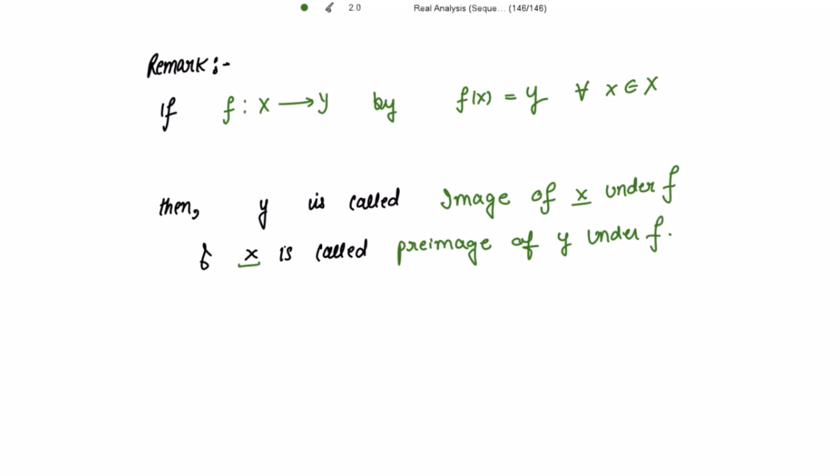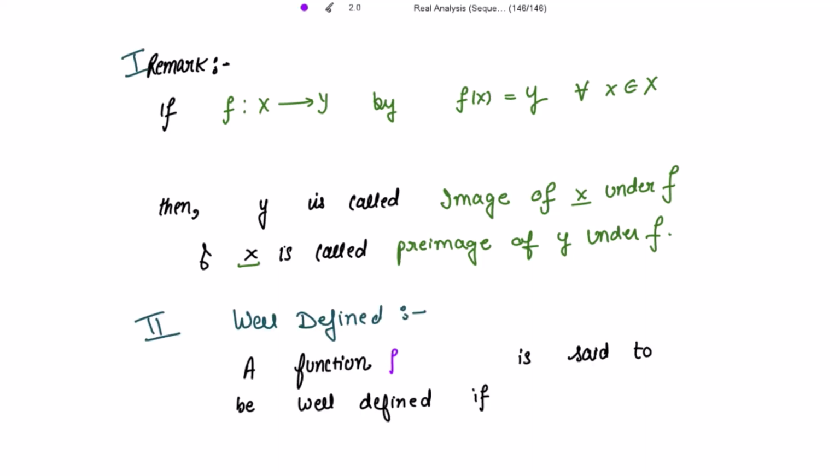Okay. Now, when is a function well defined? A function f on x to y is said to be well defined if x1 is equal to x2 implies f of x1 equal to f of x2. That means one element of x has one and only one image in y, right?